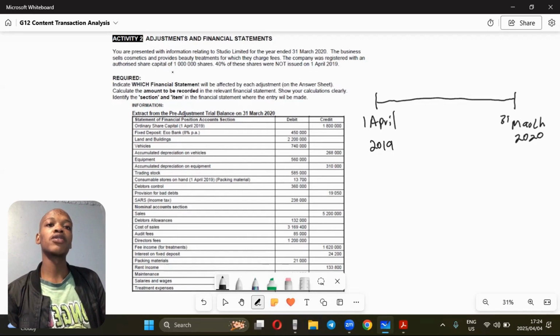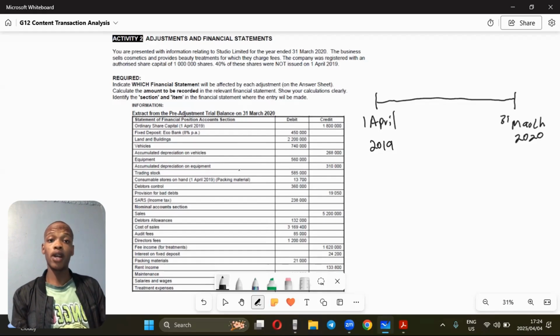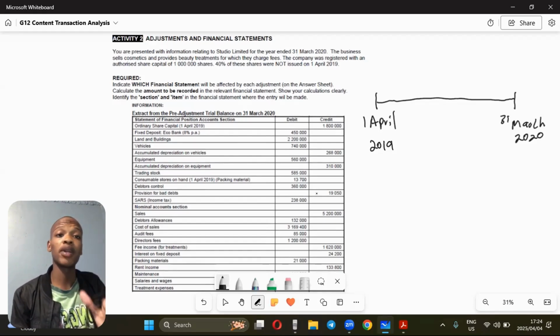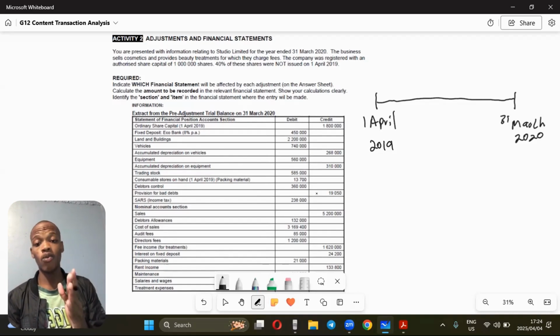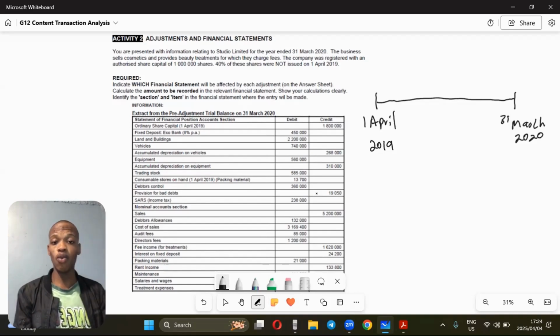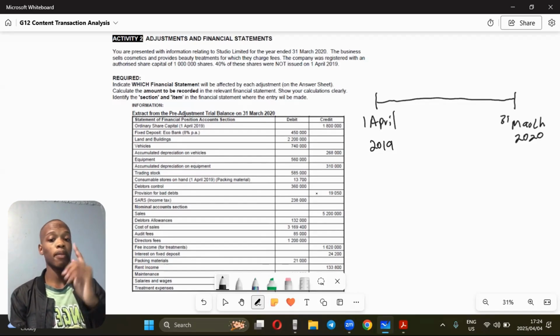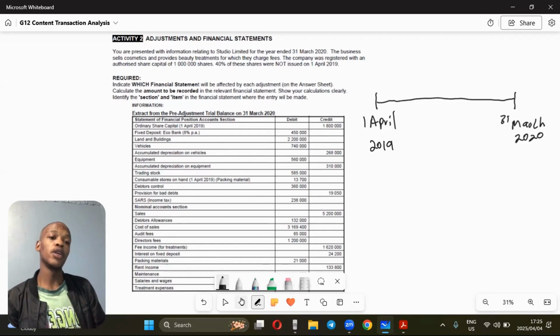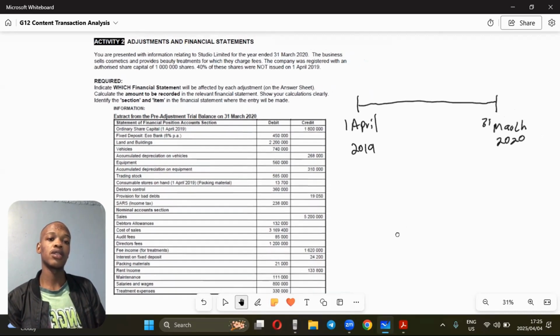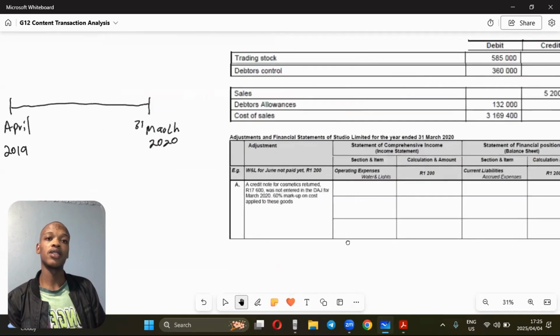We are told there are 1 million authorized shares that they can issue. They have issued only 40% of these shares. We continue with the information on the balances. Remember, these balances are the pre-adjustment trial balance, the balances before we analyzed the errors, before we noticed something is missing, something is outstanding, and then made sure it is sorted.